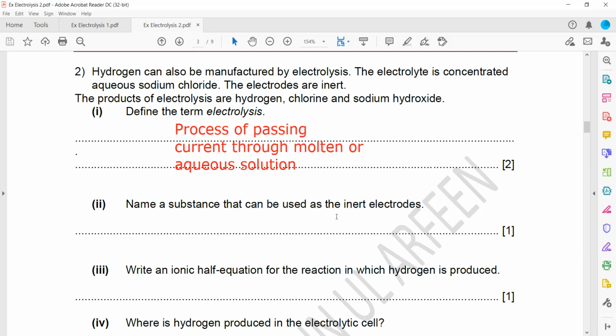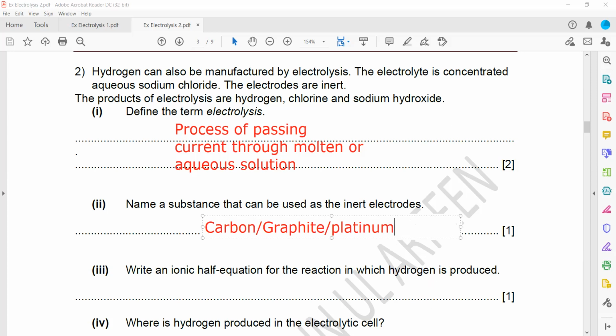Name a substance that can be used as an inert electrode. So which substance can be used to make an inert electrode? It can be platinum or graphite. You can even mention carbon, you can mention graphite, or it can be platinum. So these are the possible answers.